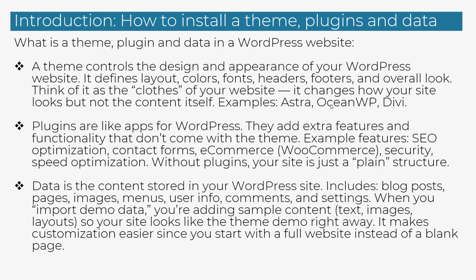So a theme controls the design and appearance of your WordPress website. It defines the layout, colors, fonts, headers, footers and overall look of the website. Think of it as the clothes of your website. It changes how your site looks but not the content itself. Examples of themes on WordPress are Astra, Ocean WP, and Divi.